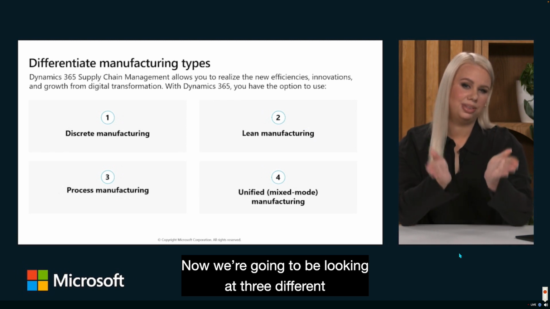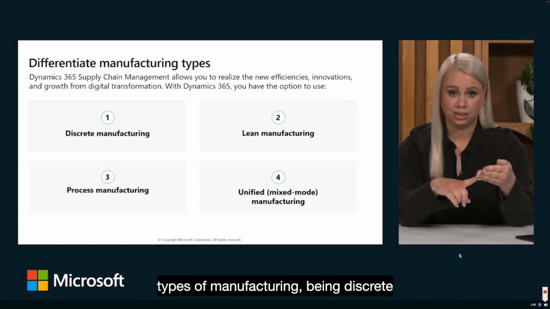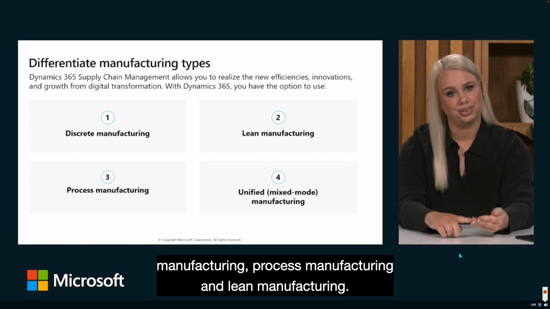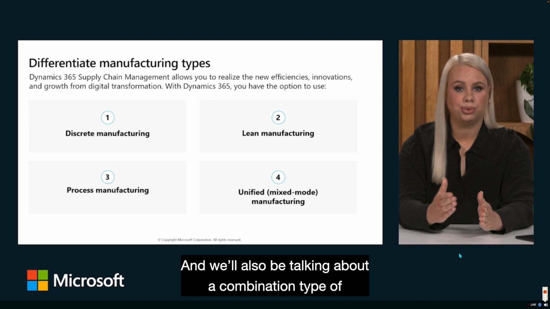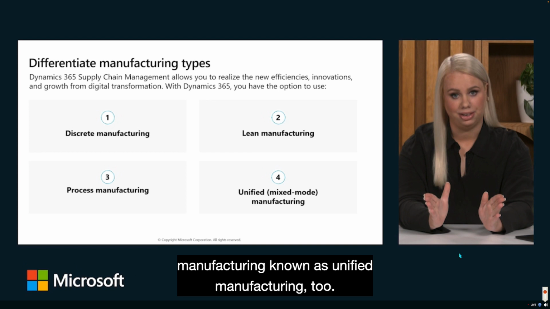Now, we're going to be looking at 3 different types of manufacturing, being discrete manufacturing, process manufacturing, and lean manufacturing. And we'll also be talking about a combination type of manufacturing known as unified manufacturing too.